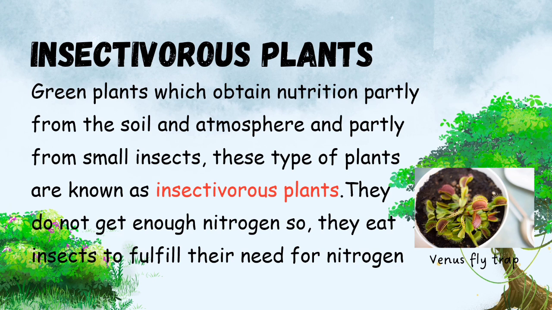Insectivorous plants. Green plants which obtain nutrition partly from the soil and the atmosphere and partly from small insects. These types of plants are known as insectivorous plants. They do not get enough nutrition, so they eat insects to fulfill their need for nitrogen.